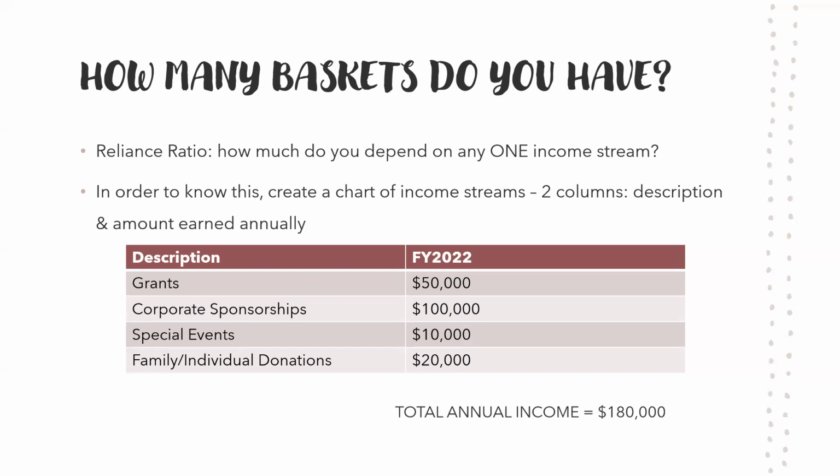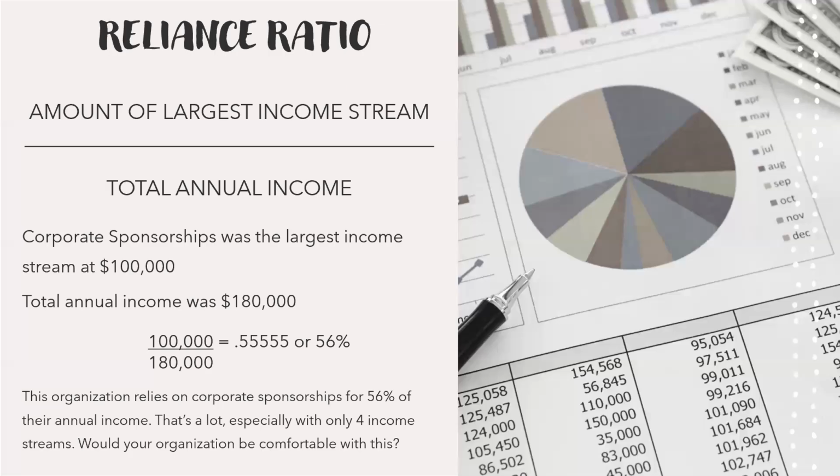And we're going to talk about what corporate sponsorships are in relationship to their total annual income. So you can see here this reliance ratio, and I know it looks more like words, but this is actually a fraction, a math problem here. The amount of your largest income stream divided by your total annual income.